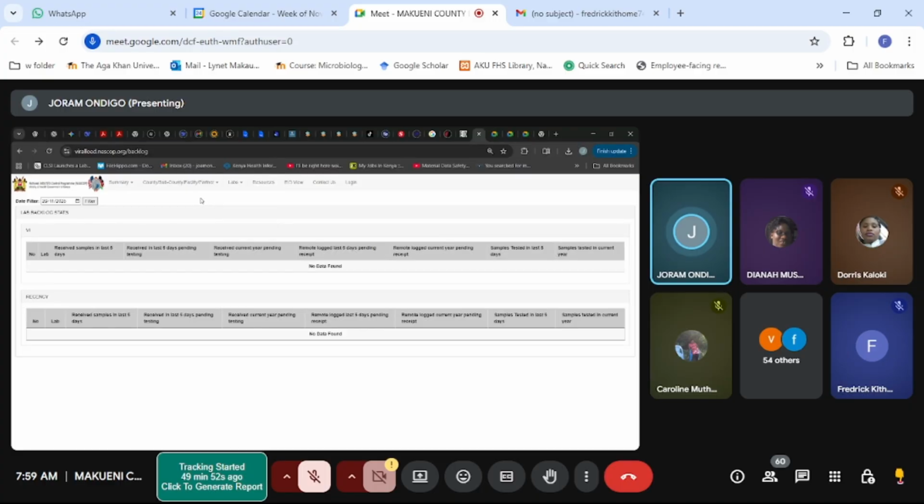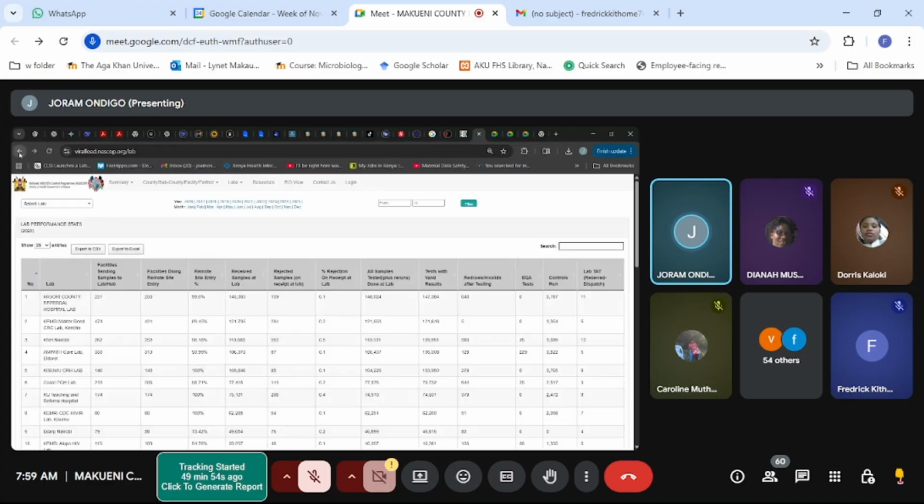Now, we are almost towards the end of this. Let me go back. Then we have the EID view. I'll not take you through the EID view for now. It's almost mirroring this, but it has got challenges. It does not process data as the VL.